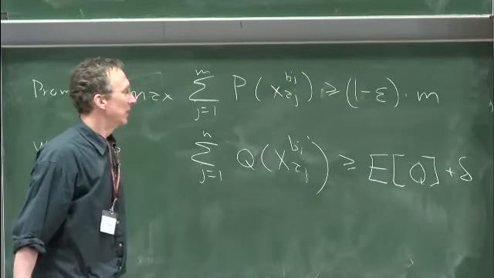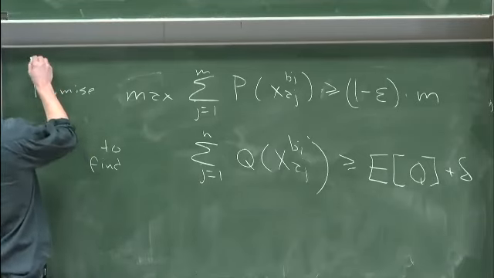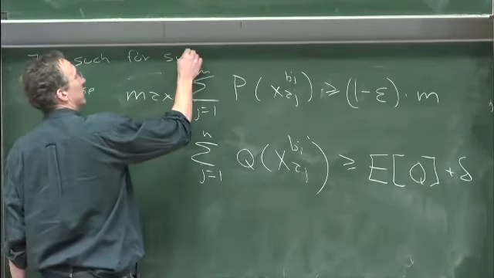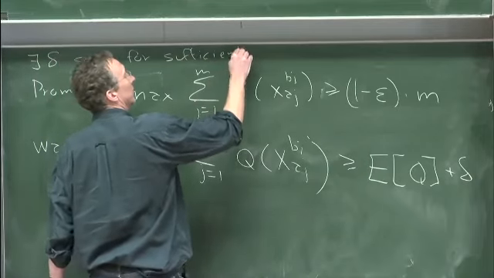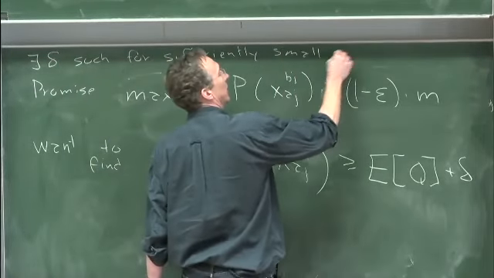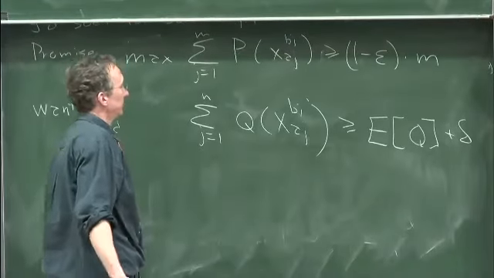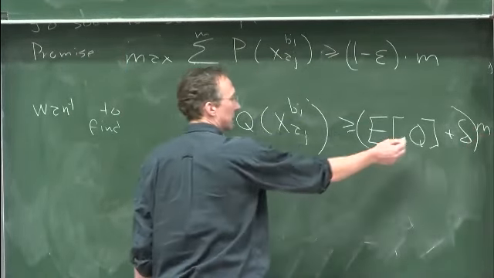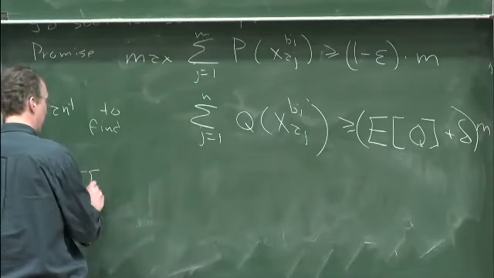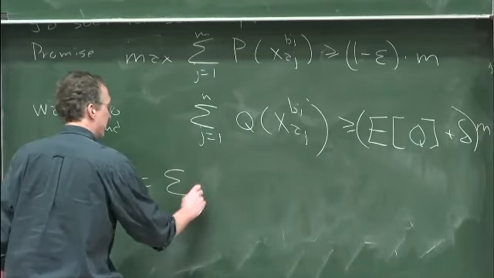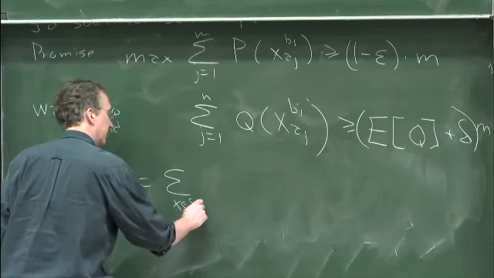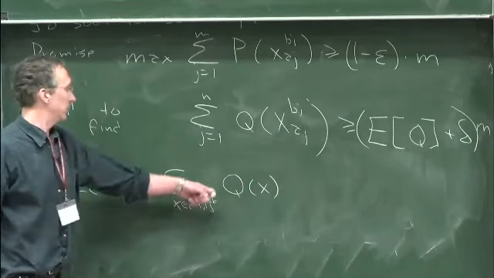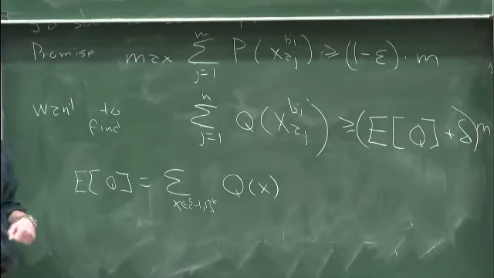So there exists a delta such that for sufficiently small epsilon, and you need an M here. Well, the E of Q is just the sum over all x, the expectation of Q where you pick things randomly, and that's what you would get by the trivial algorithm.